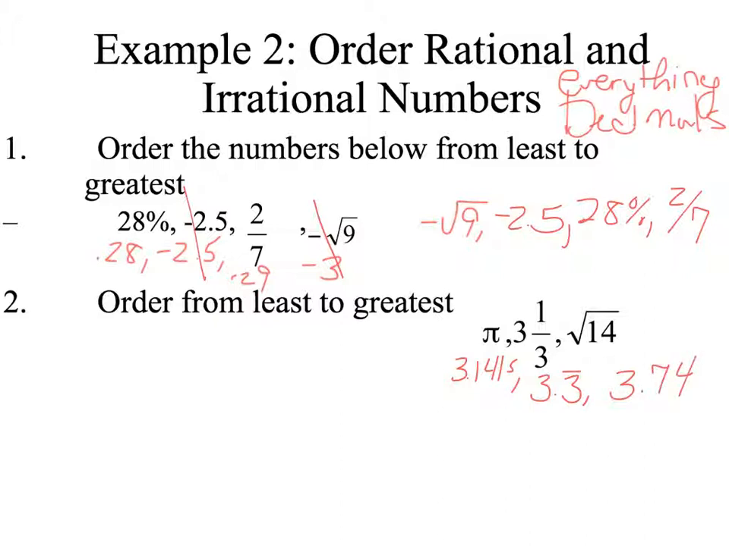So I'm going to put these in order from least to greatest. They're actually already in order from least to greatest. So first comes pi, and then 3 1/3, and then the square root of 14.